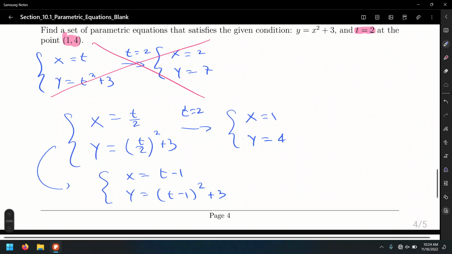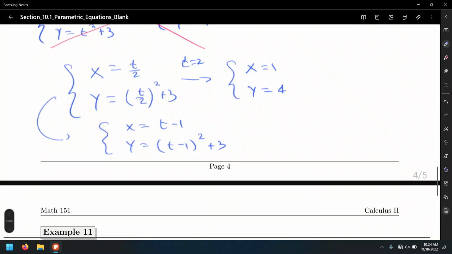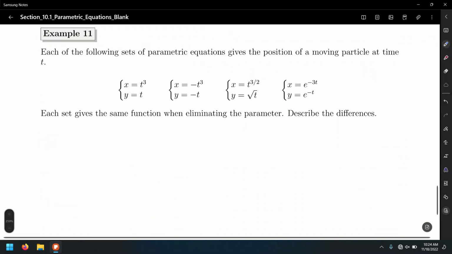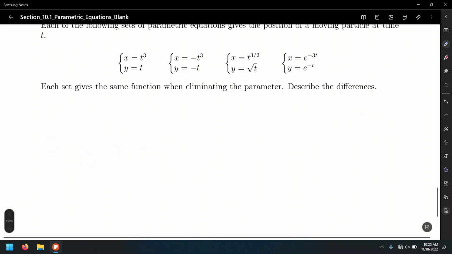Let's look at one more example to wrap up the section. So what do we have over here? We have 4 sets of parametric equations, and that's going to give us the position of a moving particle at time t. Each set gives the same function when eliminating the parameter. So what we're going to do here is describe the differences. I'm going to graph these functions, going to my graphing calculator.